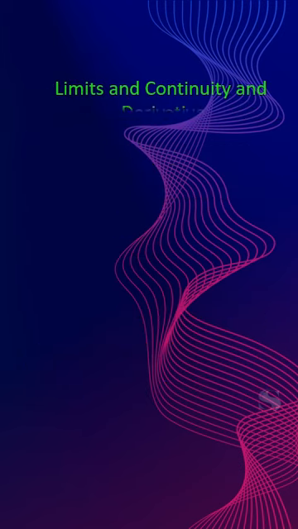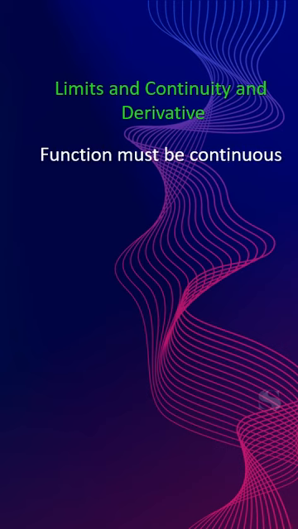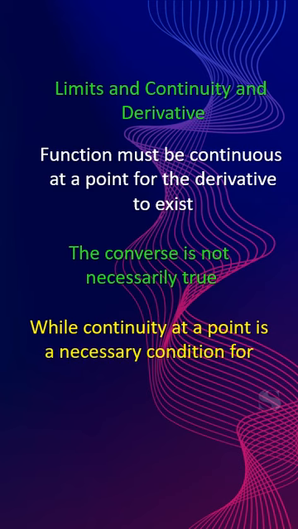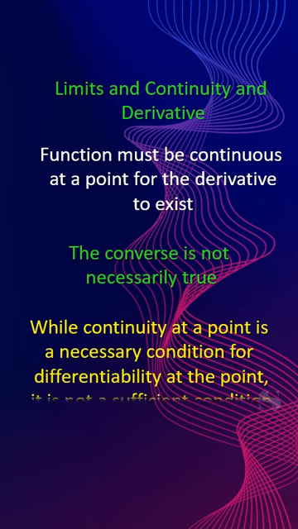Limits and continuity and derivative. A function must be continuous at a point for the derivative to exist at that point. This is because the derivative involves taking a limit, and for the limit to exist, the function must be well behaved near the point. That is, the limit must exist at that point. The properties of limits also play a role in finding derivatives. However, the converse is not necessarily true. A function can be continuous at a point without being differentiable at that point. For instance, there may be a sharp change of slope just around that point.